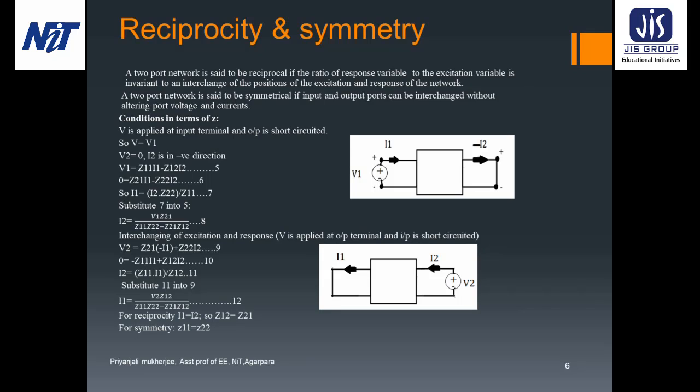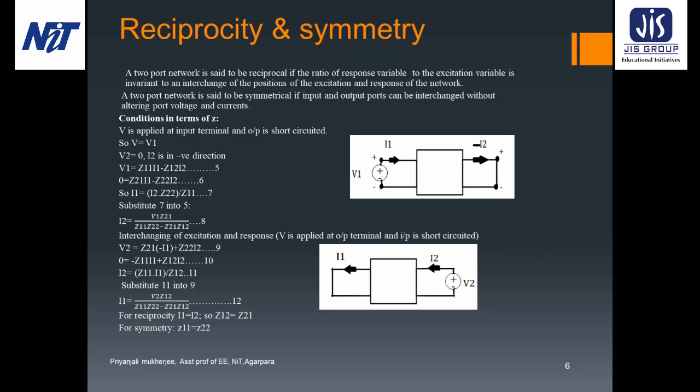If it is possible, then the two-port network is said to be reciprocal, and it is said to be symmetrical if the input and output ports can be interchanged without altering the port voltage and current. So let us find out the condition for reciprocity and symmetry in terms of the Z parameter.